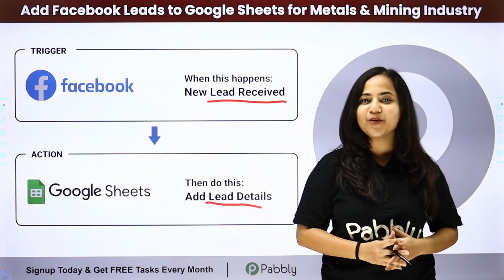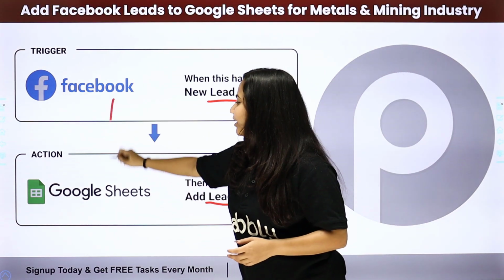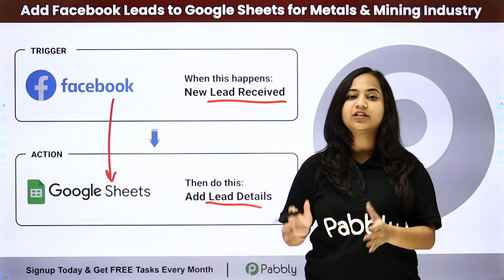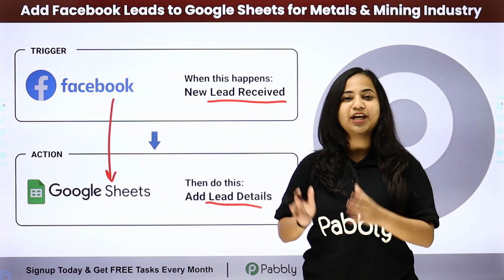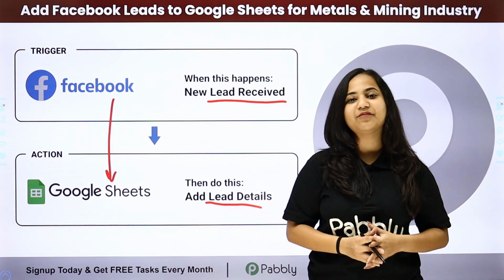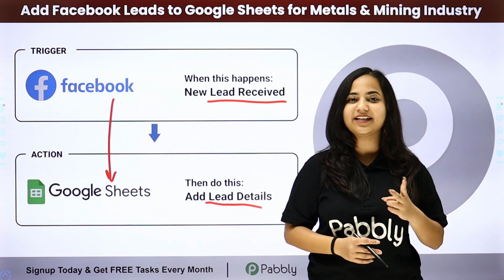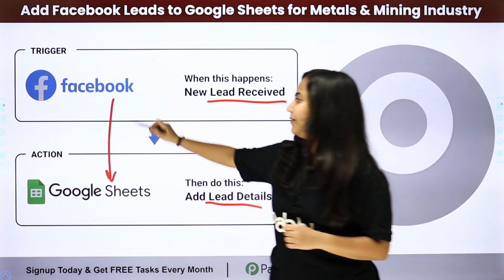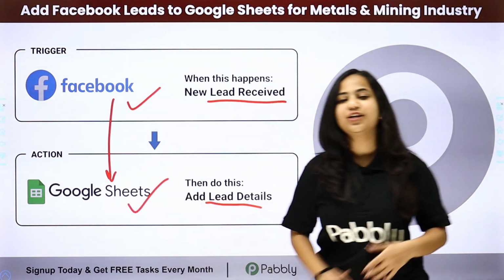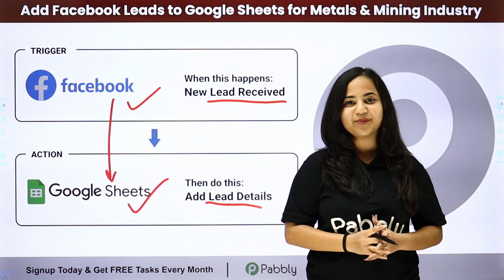For that, I'm simply going to create a connection between Facebook lead ads and Google Sheets in such a way that whenever a new lead is generated through Facebook lead ads, it would be automatically added into my Google Sheets. Pabbly Connect works on two principles. First is trigger and second is action. Here my trigger application is Facebook lead ads and my action application is Google Sheets. To learn how to do this, let me take you to my screen.